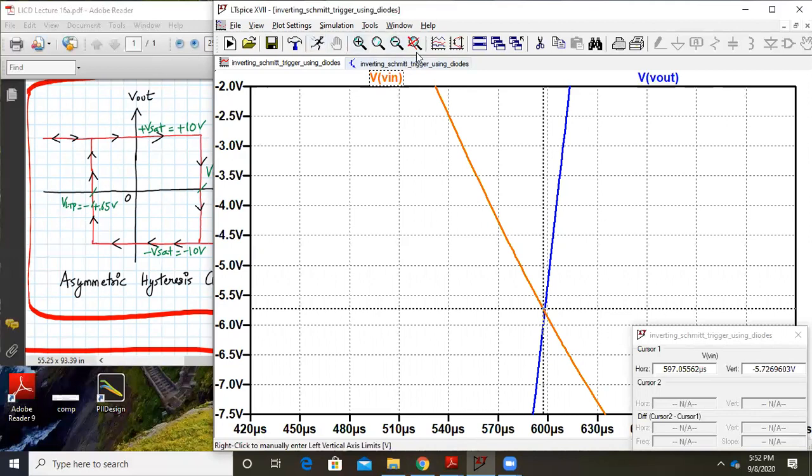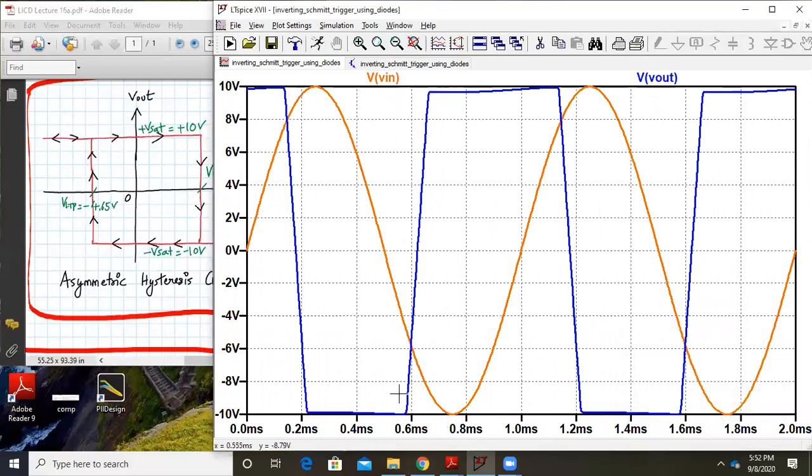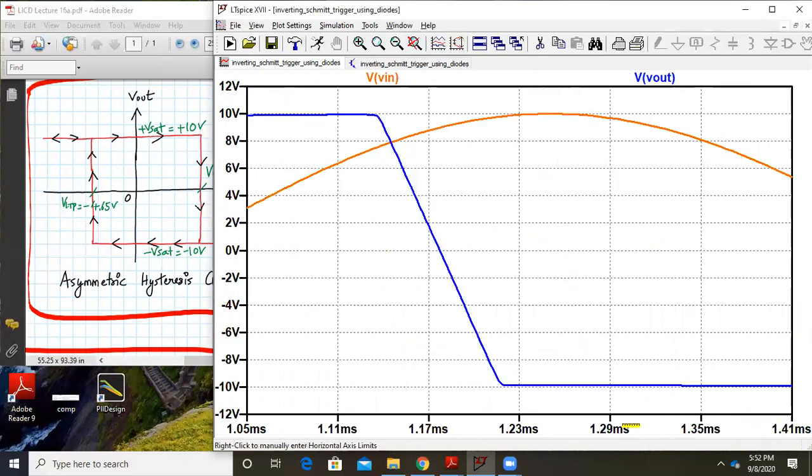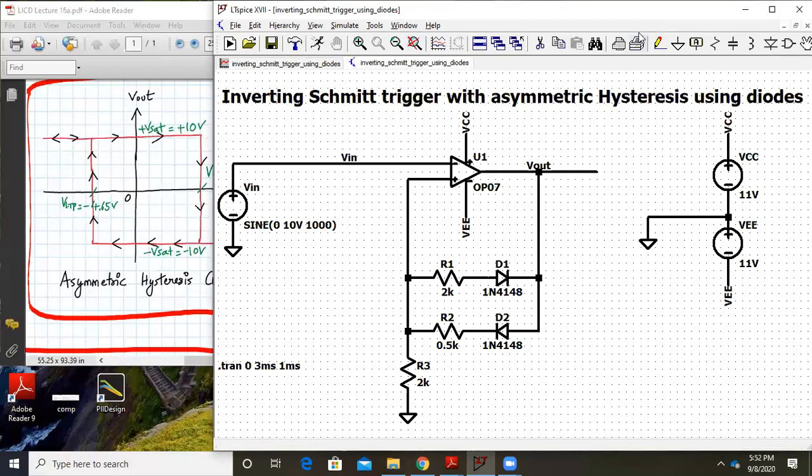Now, as you can see in these waveforms, the change of the output from one saturation level to another saturation level is taking some time. That means the op-amp is a little slow. So what we can do is replace this op-amp with a faster op-amp. How to do that?